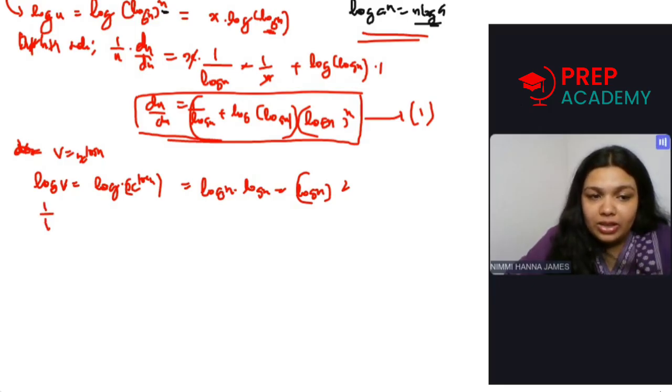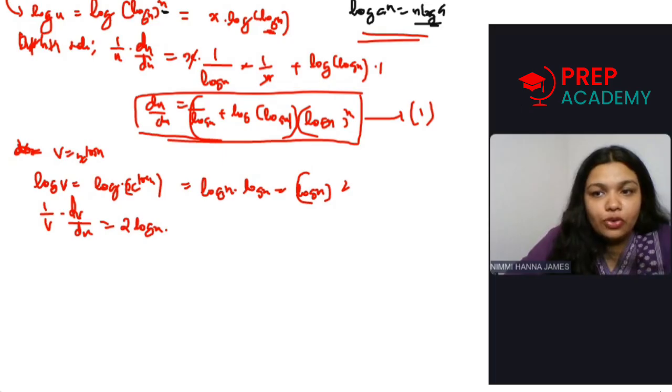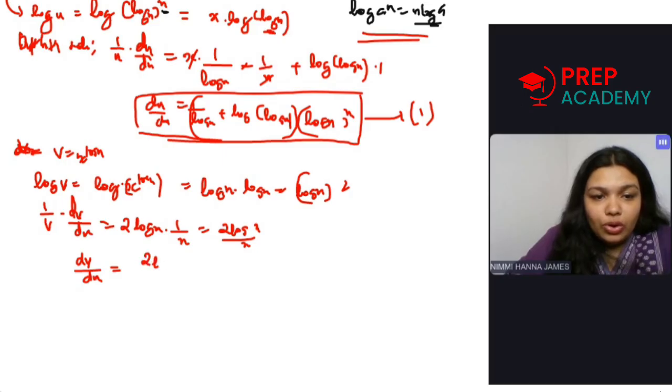Okay, now differentiating. So differential of log x is 1 by x. So for log v it is 1 by v. Differential of v is dv by dx. So chain rule applied there. Now log x the whole squared. So for that the outer function is 2. So it is 2 log x into the inner function, it is log x. Differential of log x is 1 by x. So the 2 log x by x. Then what is dv by dx? So dv by dx is equal to 2 log x by x into v, x raised to log x.